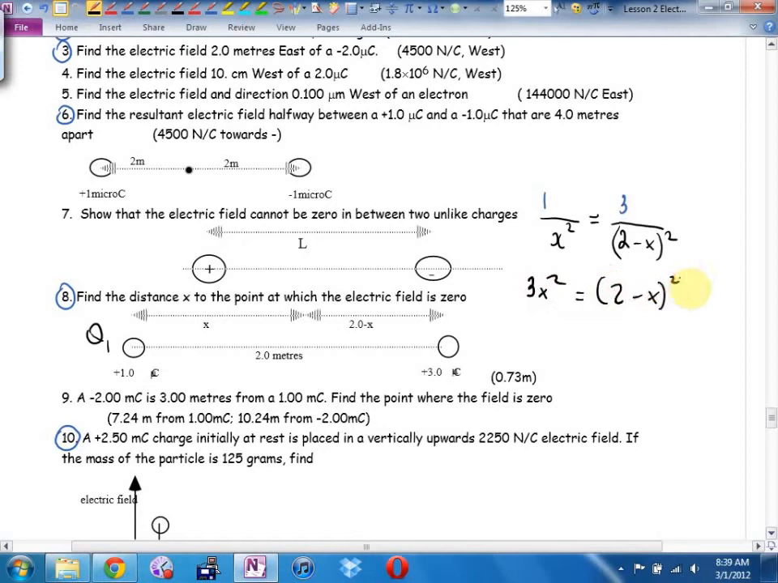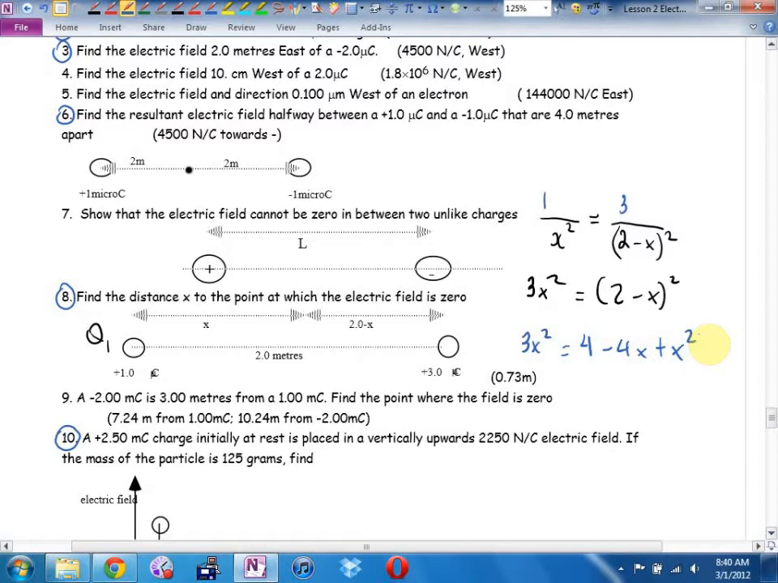Ready, Zay? You had me for Math 12 last year. What kind of an equation is this, folks? Quadratic. How do I know? It's got a squared. Let's get rid of the brackets, Zay. This is 2 minus x times 2 minus x. So don't just go, oh, it's 4 plus x squared. The squared doesn't distribute on. I have to multiply, FOIL it out, right? I'll get 3x squared equals, I think I'll get 4 minus 4x plus x squared, I think, when I FOIL it out. Yes, I will.